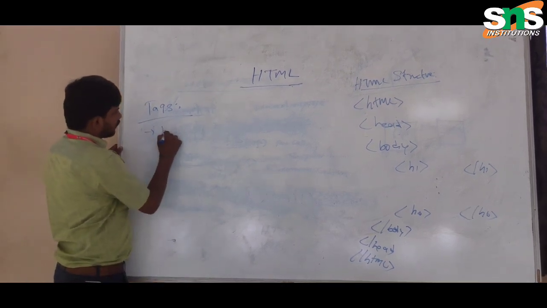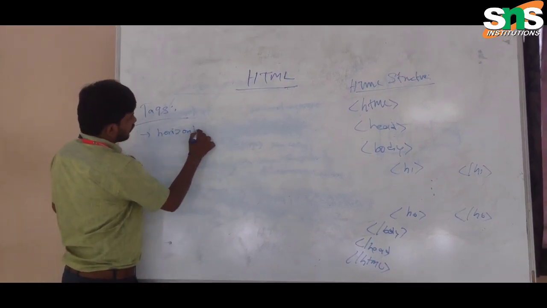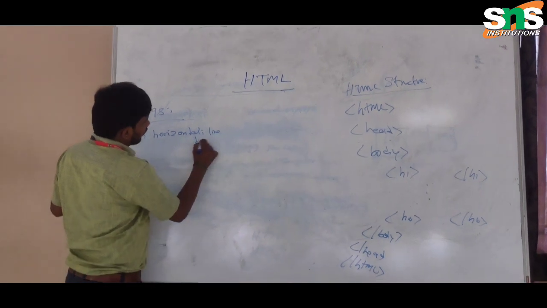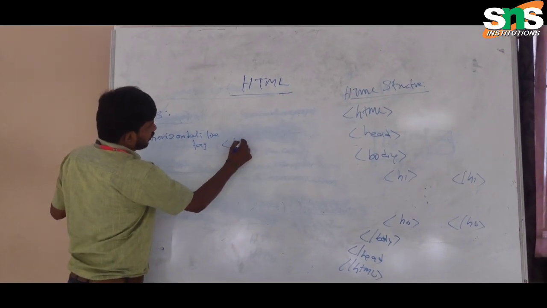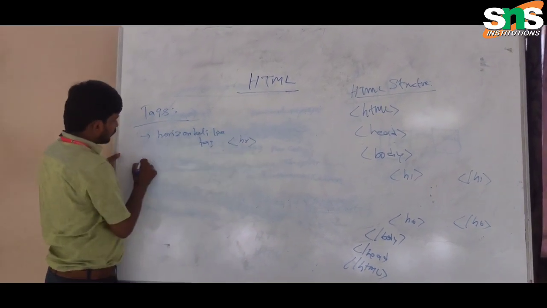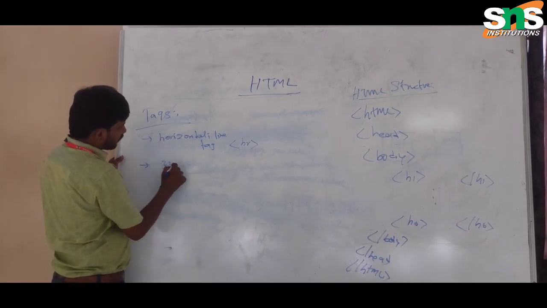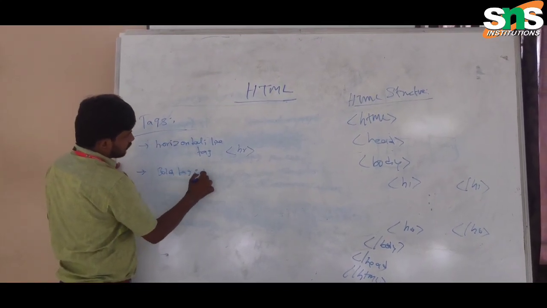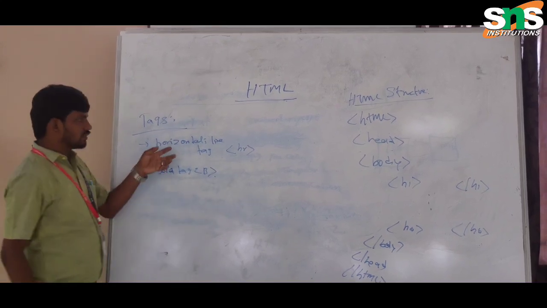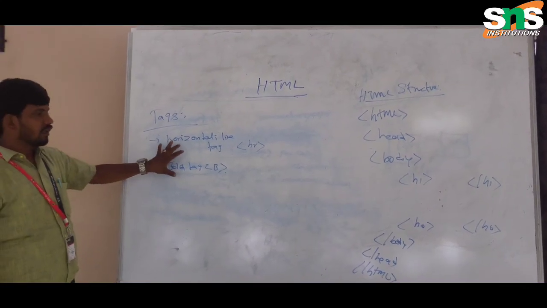The horizontal line tag, we mention as HR. So this is the horizontal line tag. Next, we are going to see the bold tag. It is B. So these are the basic tags in HTML.